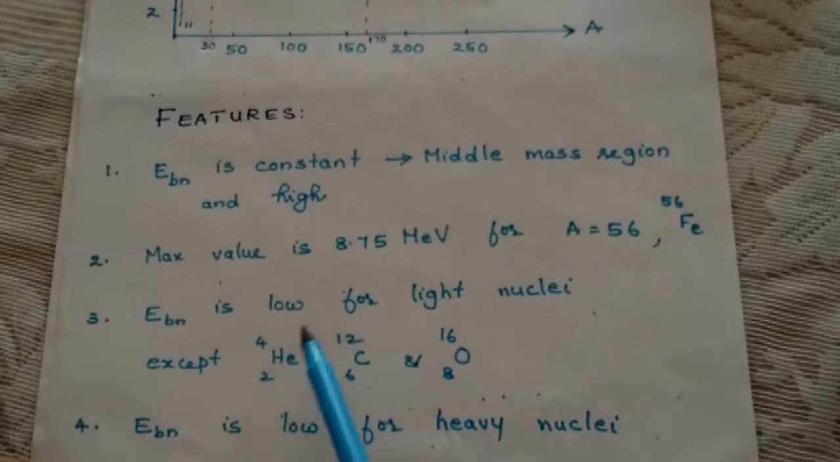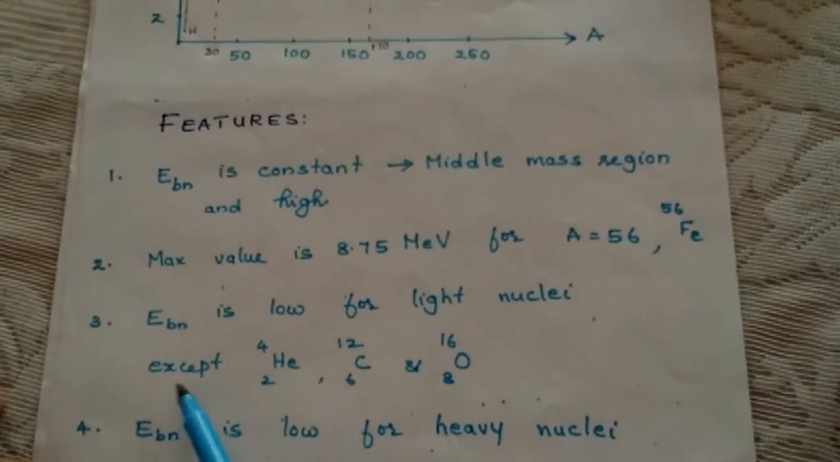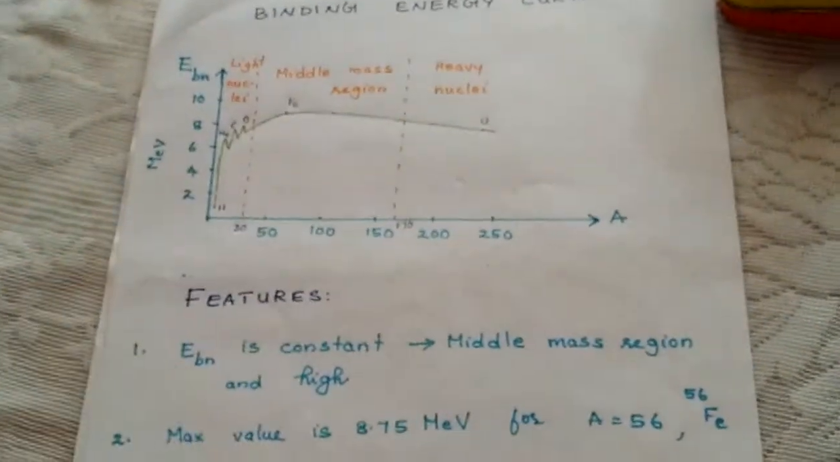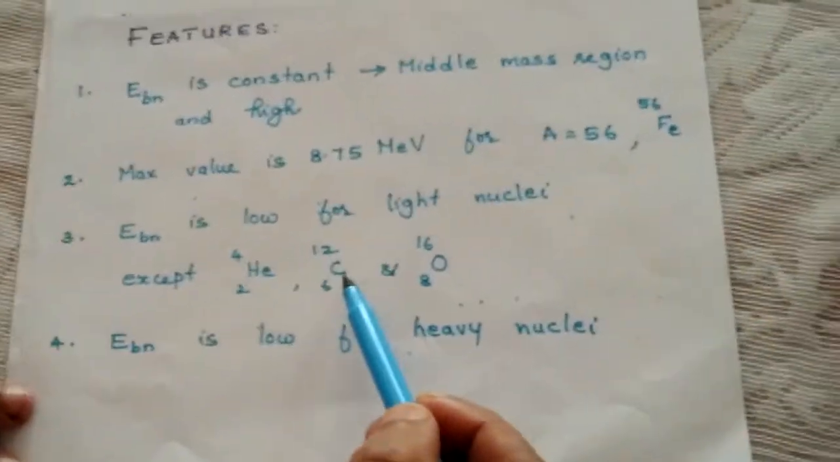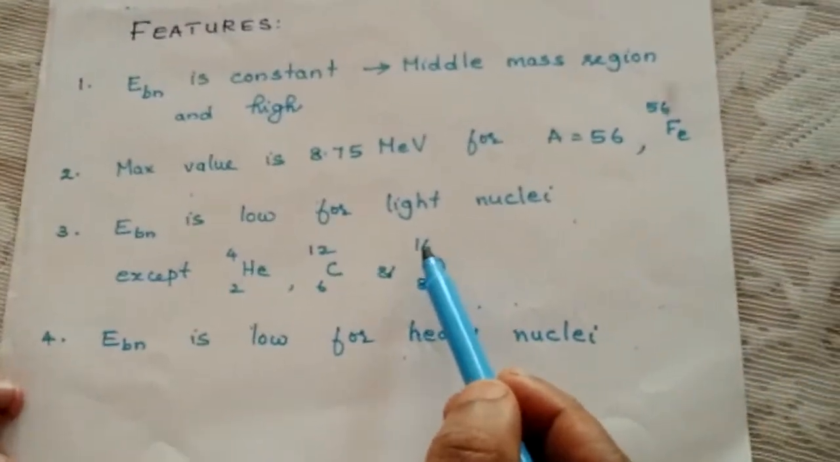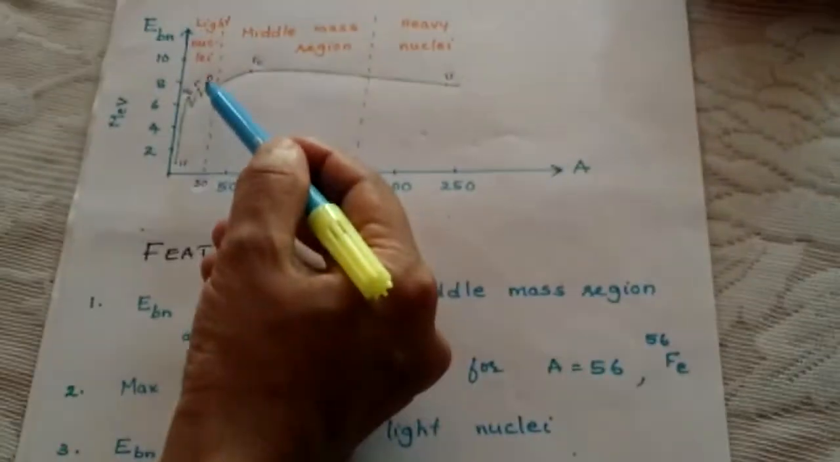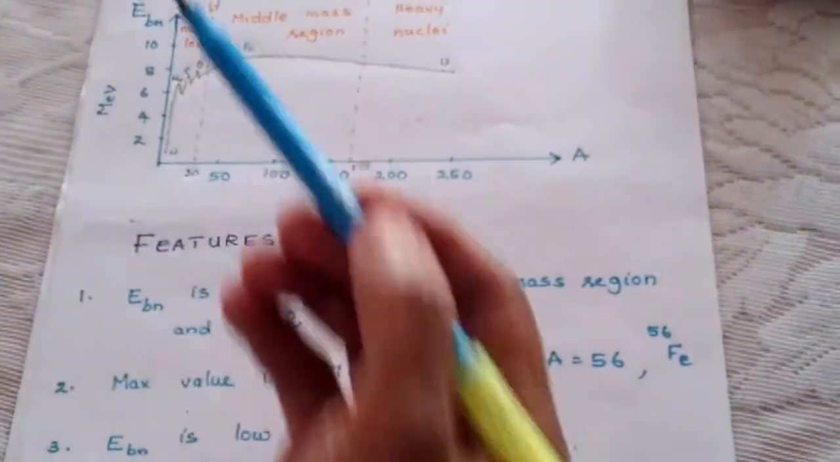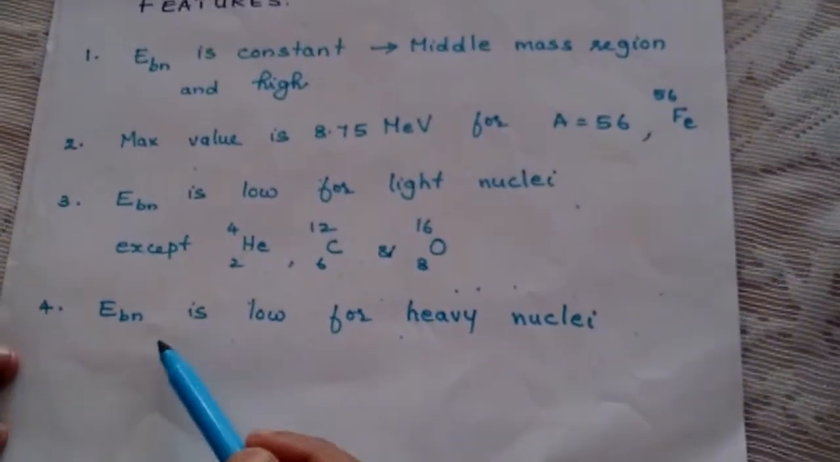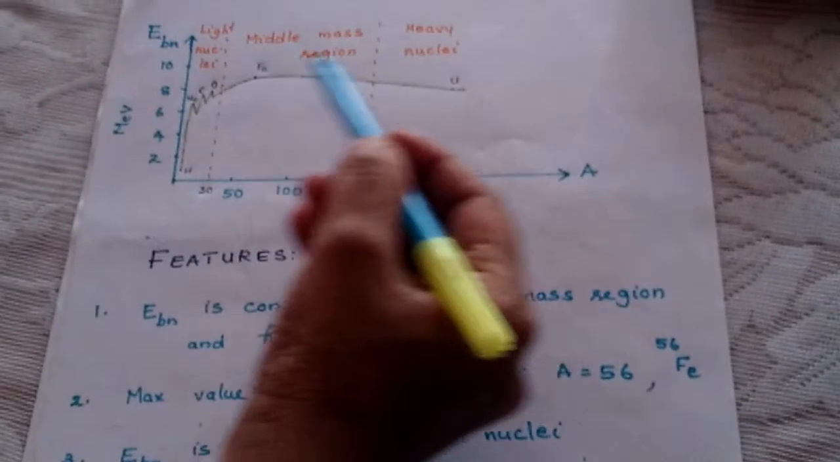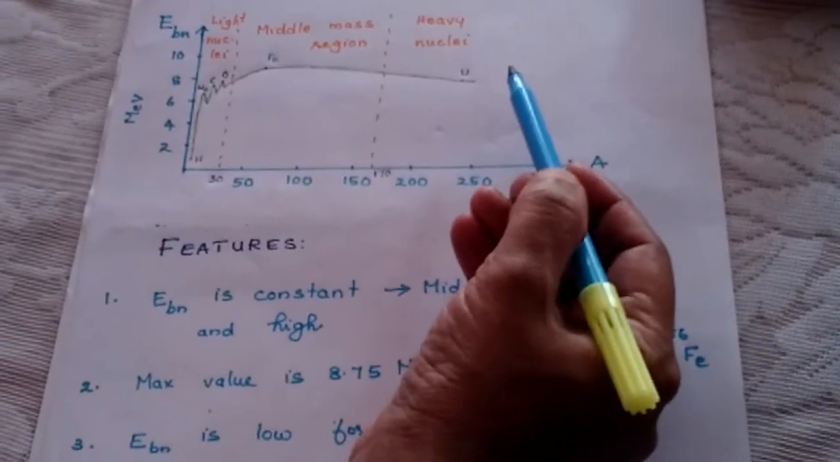And EBN is low for light nuclei except some cases. Here you can see 3 peaks. It corresponds to helium 4, carbon 12 and oxygen 16. They are more stable compared to the neighboring nuclei. And EBN is low for heavy nuclei also. So light nuclei are less stable and heavy nuclei also less stable.